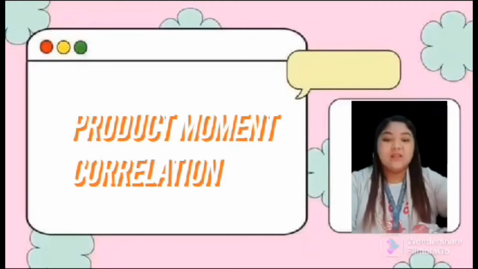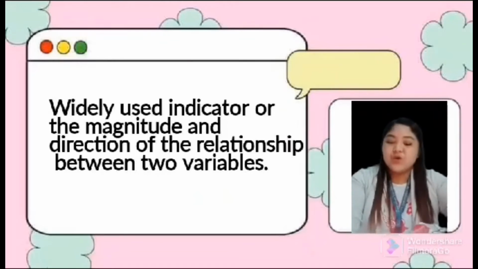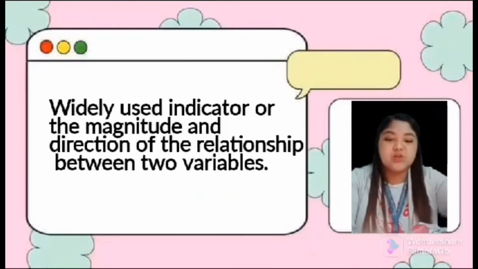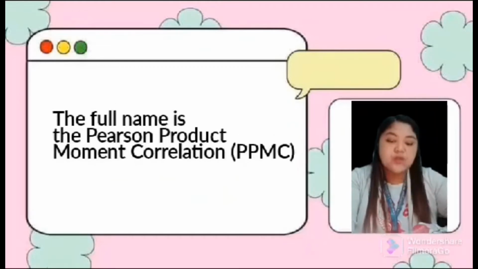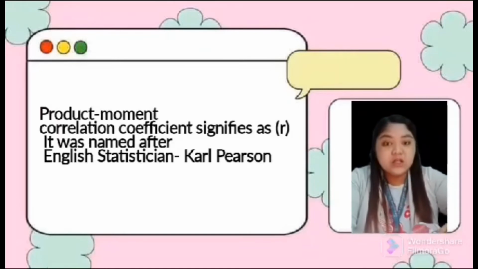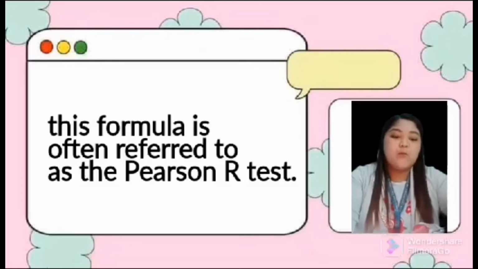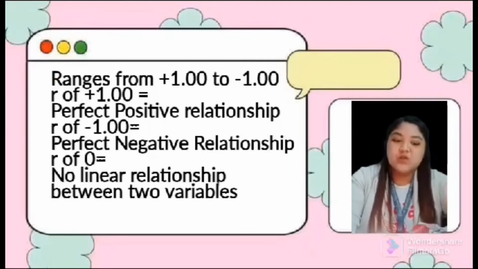So the second indicator, the product moment correlation coefficient, is the most widely used indicator of the magnitude and direction of the relationship between two variables. The product moment correlation coefficient, popularly known as the Pearson correlation coefficient, is named after the English statistician Karl Pearson. It ranges from positive 1 to negative 1.